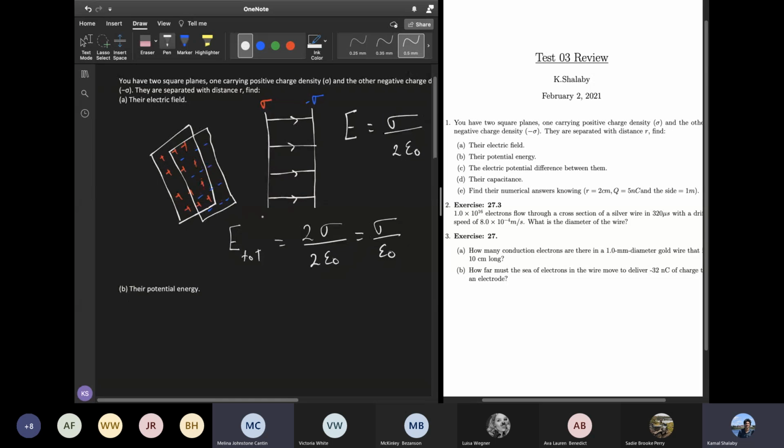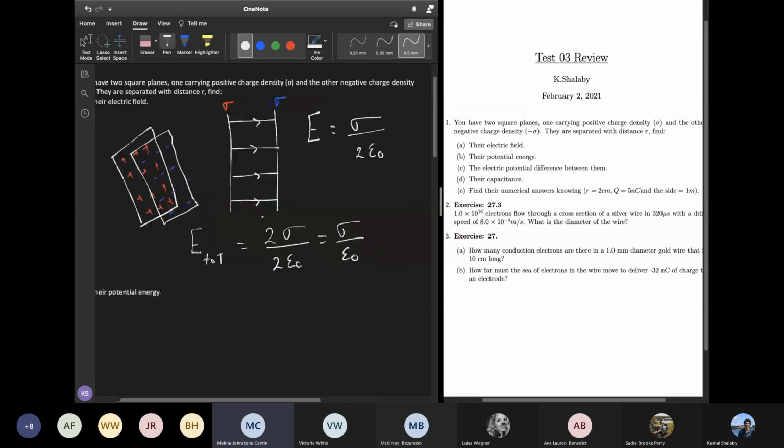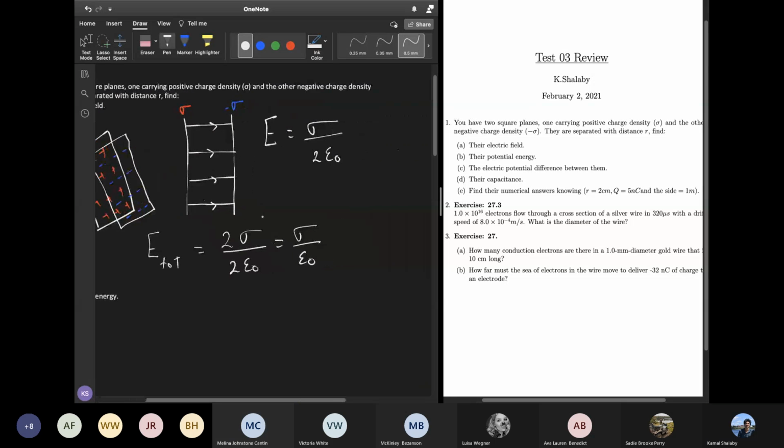Is the sigma the same as the like fancy N in like our notes? Okay, so sigma mainly means like the total charge on the plane over the area of the plane. That's what it means. Okay, thank you.